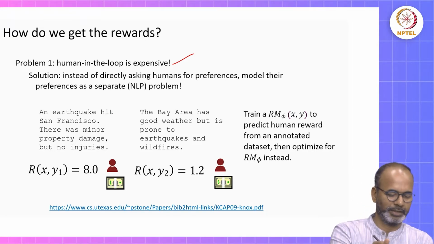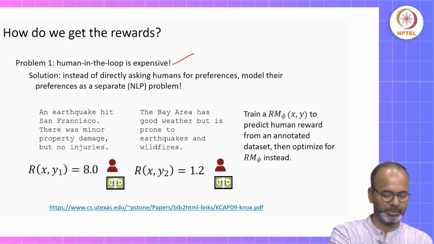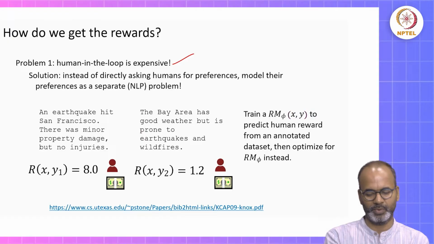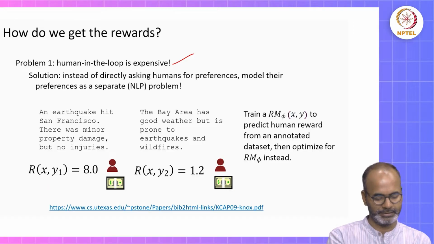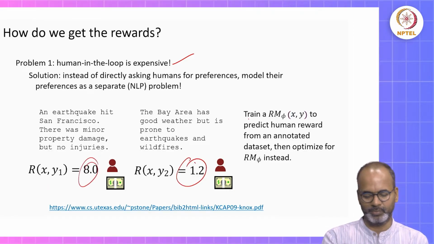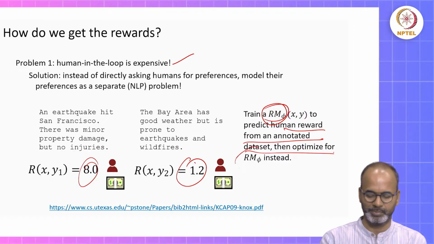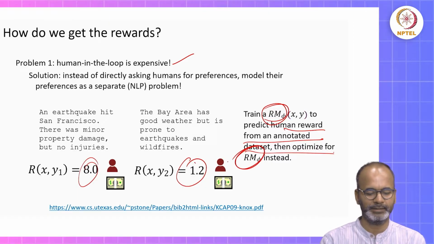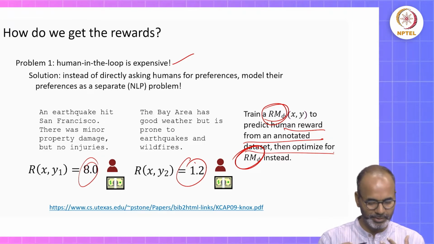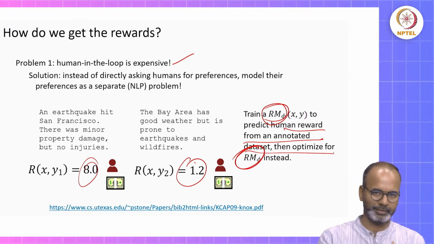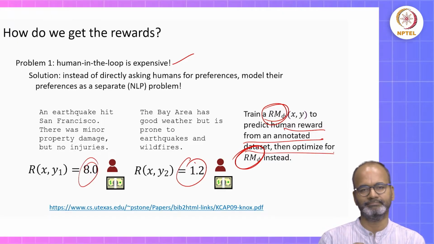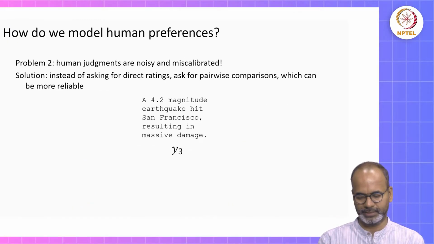Here, an earthquake hit San Francisco. There was minor property damage, but no injuries. That's the first one. Second one is the Bay Area has good weather, but is prone to earthquakes and wildfires. So this is what we saw before. Now, the goal is, can you actually train a reward model to predict the human reward from an annotated text? And then you optimize it. So that's the goal, to avoid the cost involved in getting these labels done by human beings, can we actually generate a model which can do it for us? That's the goal.